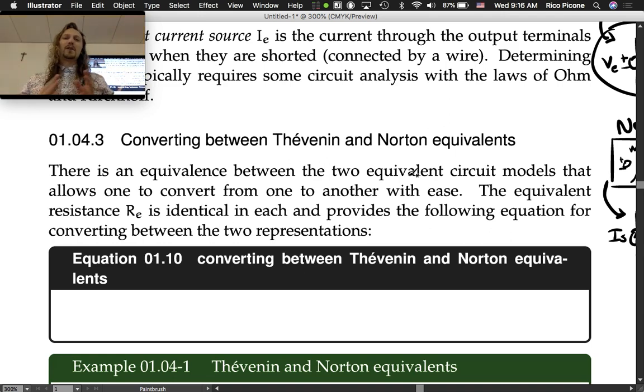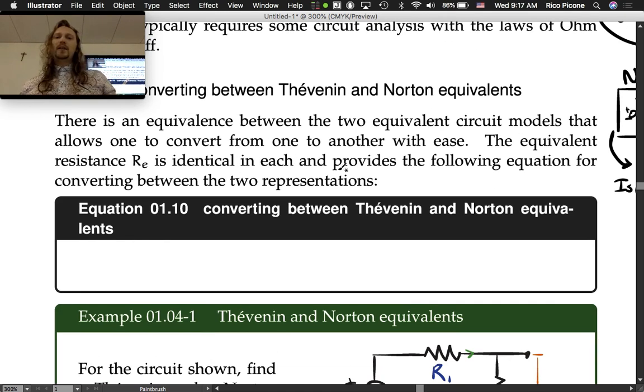Okay, so converting. The other thing is, if you notice, the equivalent resistance was the same, right? If you have a Thevenin or a Norton, you still have the same equivalent resistance. So it turns out you can convert between the two source models. The equivalent resistance RE is identical in each and provides the following equation for converting between the two representations.